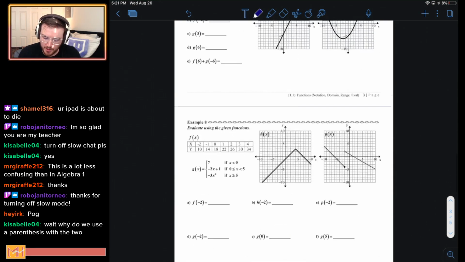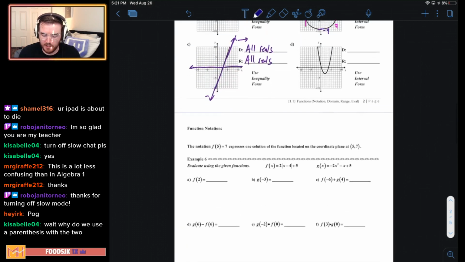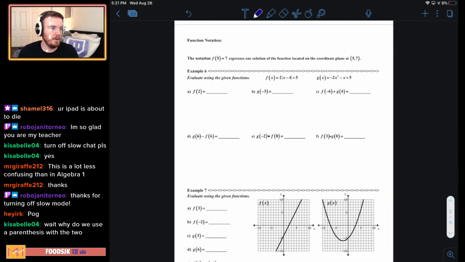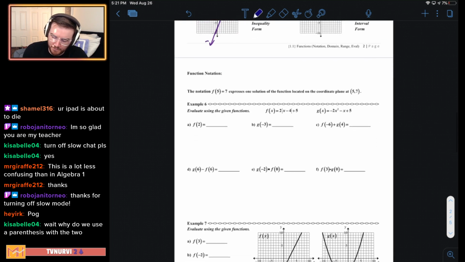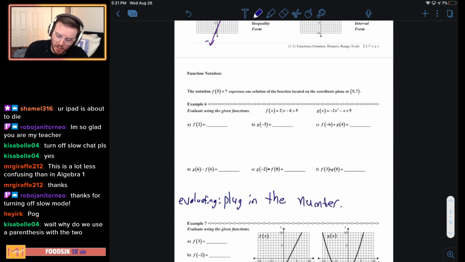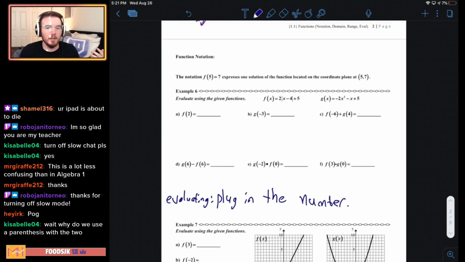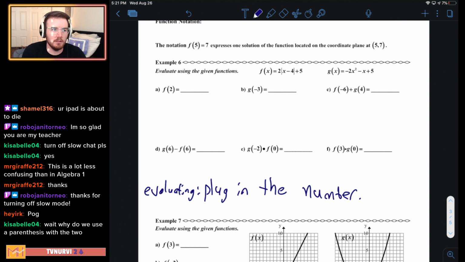But the one other thing, which it looks like there's a lot of examples, but again, I don't need to hit all of them, is evaluating. And evaluating is just a fancy word for plug in the number. That's all that means. Just plug it in. Plug and chug, as they say. So just plug in the number, right?